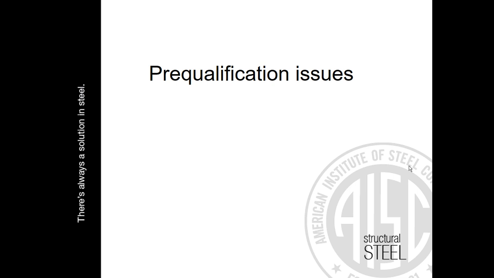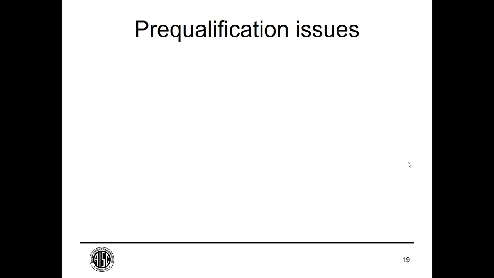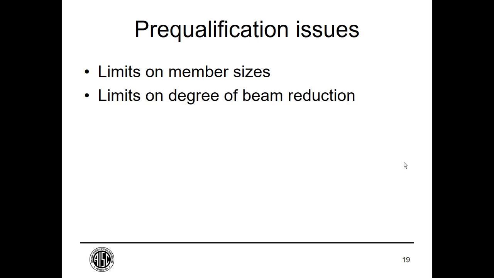All right, so we've selected a pre-qualified connection. The pre-qualification document is AISC 358, and it's going to give us some guidance on the system that we can use the connection in. So the limitations include limits on the member sizes. So you can't use the heaviest beam in the book because the connection really hasn't been tested for those extremely heavy beams. There's a limit on the degree of beam reduction, so we're cutting into the flanges of the beams, and that's been tested and established to work over a certain range, and we're going to limit ourselves to that range, as we'll discuss in a couple of slides.